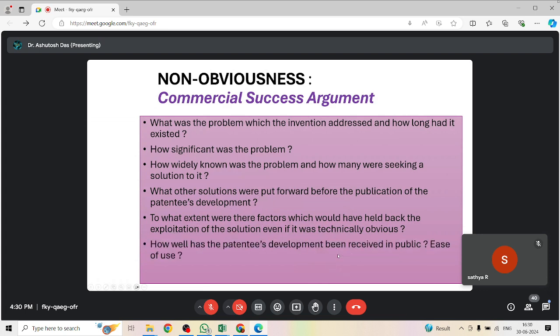How well has the patent's development been received by the public? The public will use it only after the application; before that you cannot apply it. But after the application, the public are using it actively. Then you can quote that also, and easily they are using it. That also can be quoted to justify that it may be obvious, but still patentable.